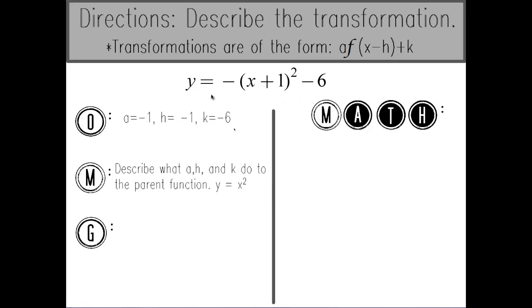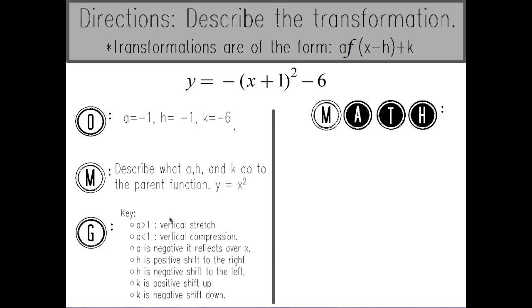Our mission is to describe what a, h, and k do to the parent function y equals x squared. Again, we're going to refer to our chart, our key, to tell us what each a, h, and k value does to the function. Because our a value is a -1, we know that there is no stretch or compression because it is not greater than or less than 1. However, because it is negative, we know it reflects over the x-axis.